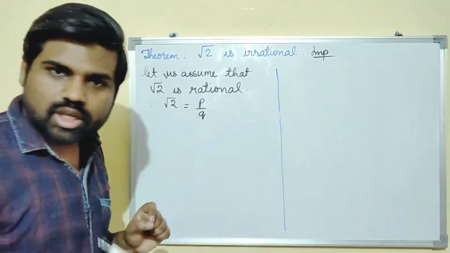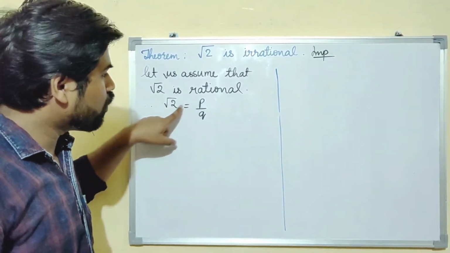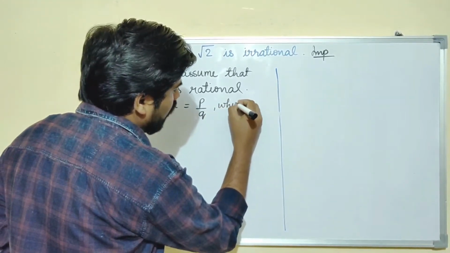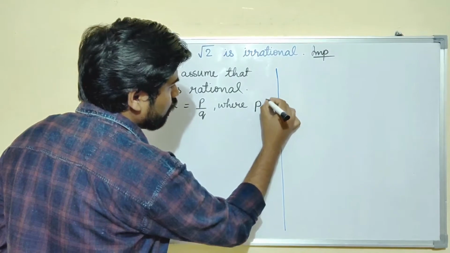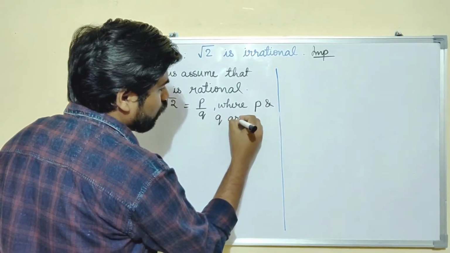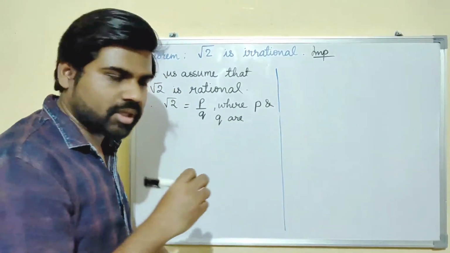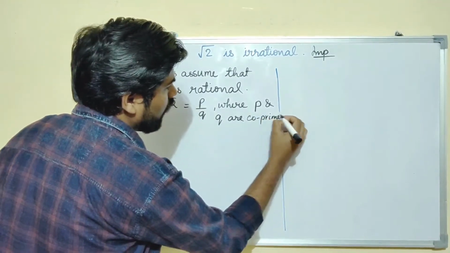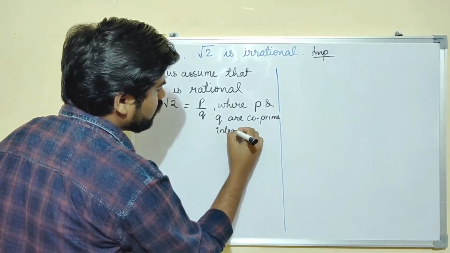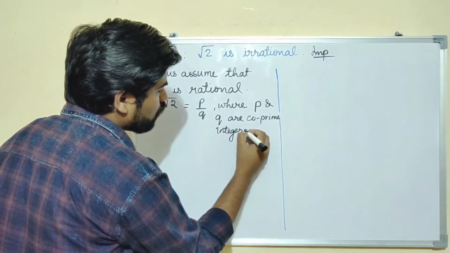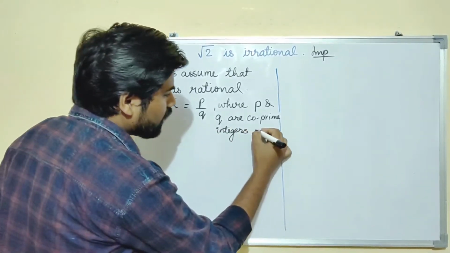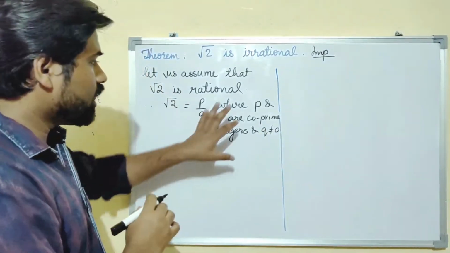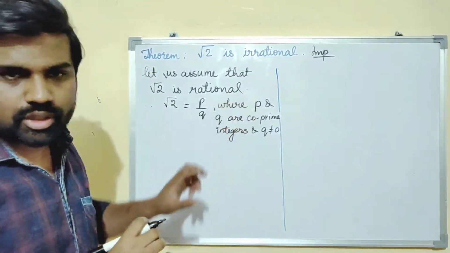If it is a rational number, then we can represent root 2 as P upon Q, where P and Q are, you know that, right? Where P and Q are what? Co-prime integers, right? Co-prime integers. And one more condition was there. What was that? Co-prime integers and Q is not equal to 0. Okay, this is the definition of a rational number.